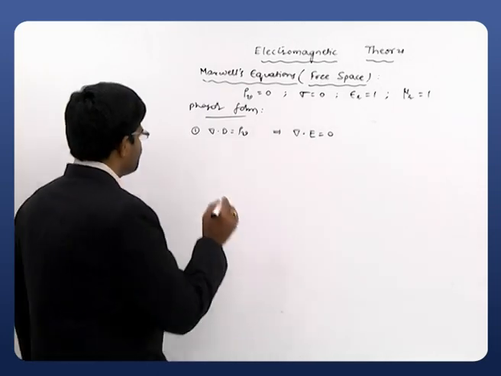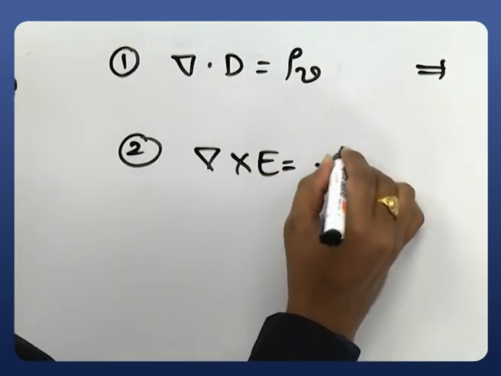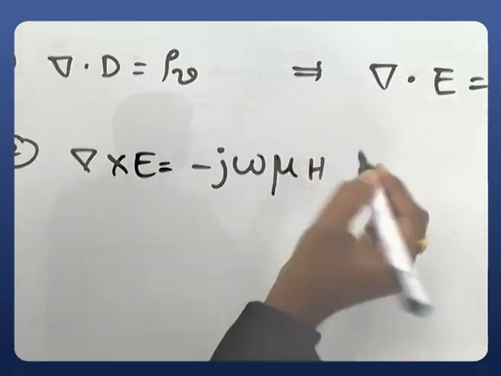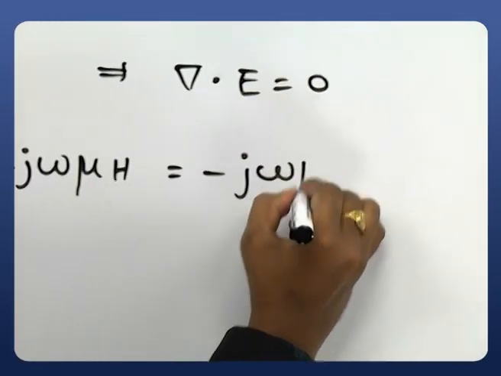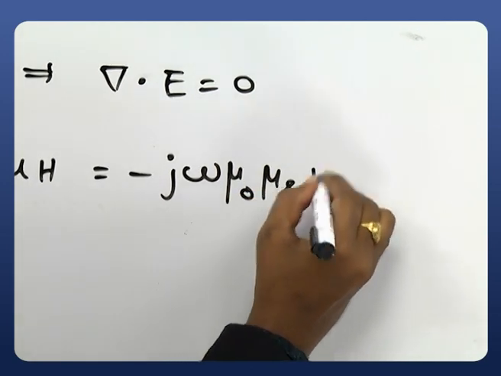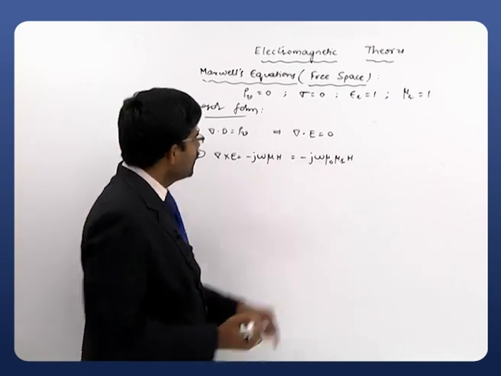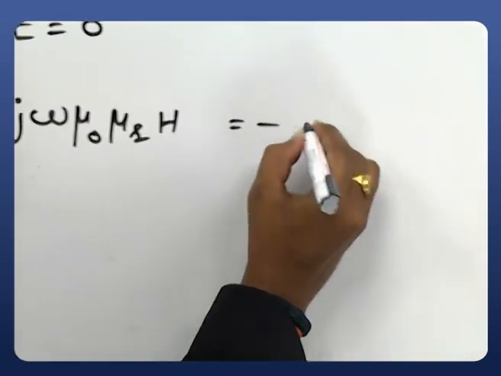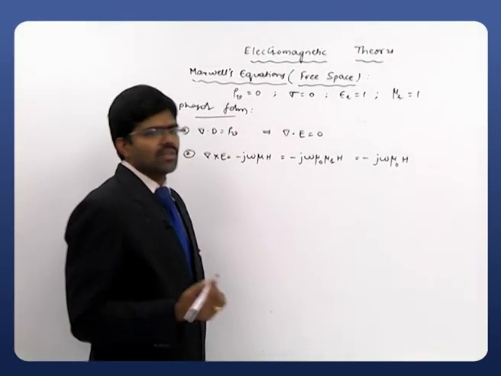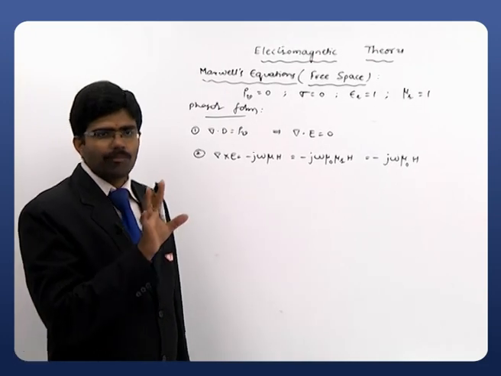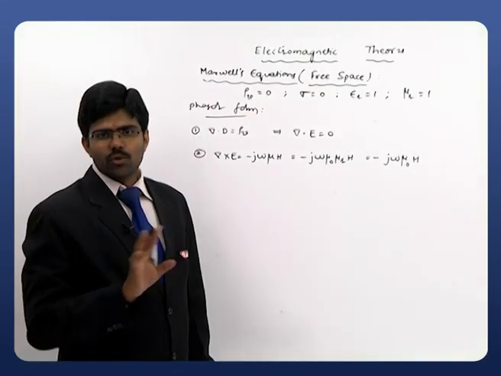The second equation, del cross E is equals to minus j omega mu H. This mu H can be written as minus j omega mu naught mu r H. As we discussed, this mu r is equals to 1, right? So simply this equation is now minus j omega mu naught H. So this is the only equation that we are supposed to remember in Phasor form. Simply, instead of this mu r, substitute 1 there, nothing more than that.